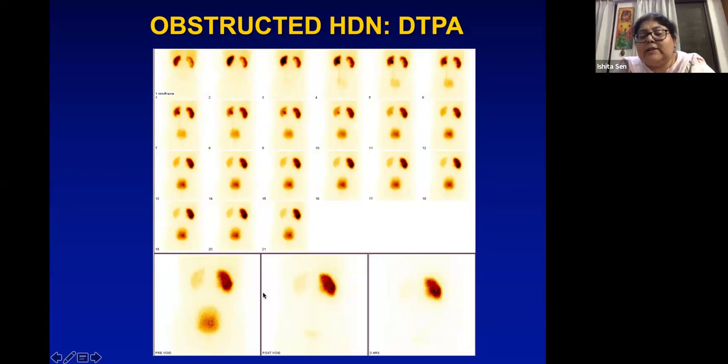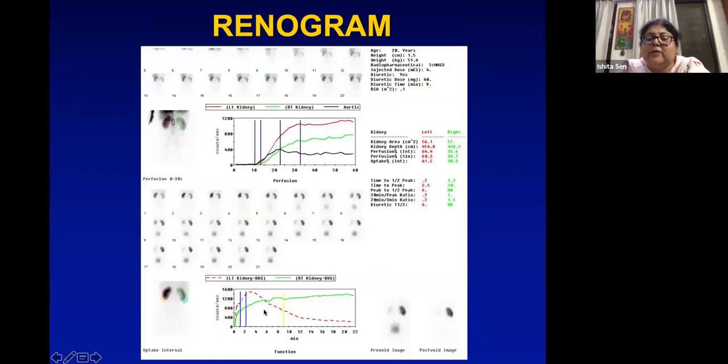And somewhere towards, this is a post-void image, so this is the 30-minute image. At this point, you find that the tracer is accumulating into the pelvis, but it is retained there till 2 hours. And if you look at the renogram curves, you find that the left kidney shows a normal renogram curve, while the right kidney shows an upgoing pattern, or an obstructive kind of pattern. You can also see the relative contribution of each of these kidneys: the left kidney, which is a normal size, normal functioning kidney, is contributing about 60%, and the right kidney is contributing about 40%.